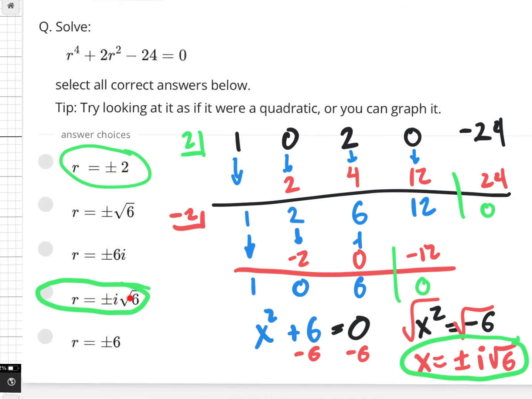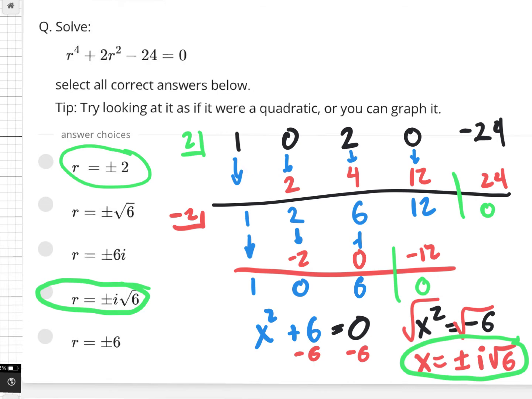The positive i square root of 6 and also the negative i square root of 6. Now that was one option, typing it into Desmos, which, I'll be honest with you, does take a while, typing it in, and this also takes a while. So the tip I gave you right here, that's another option. It says try looking at it as if it were a quadratic. Or you could graph it, but let's try to look at it as if it were a quadratic.